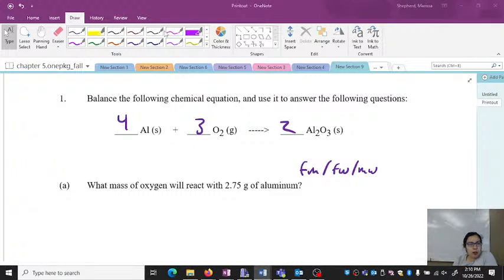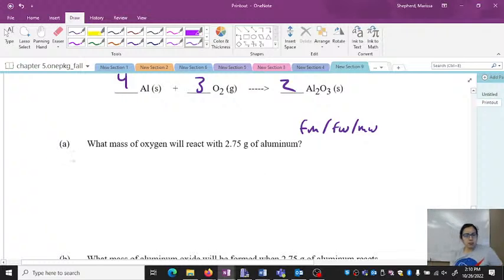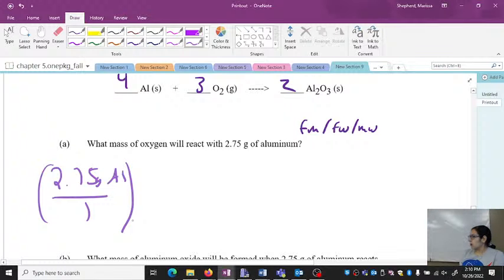So let's start working through this. So tell me what you did. So I'll start with my 2.75 grams of aluminum. And so now what do I need to do? The molar mass? So molar mass, and so what's the molar mass of aluminum?